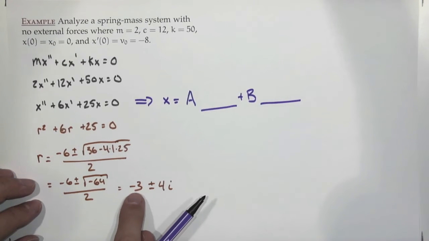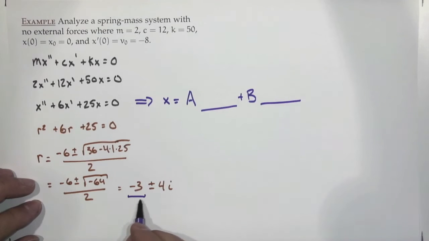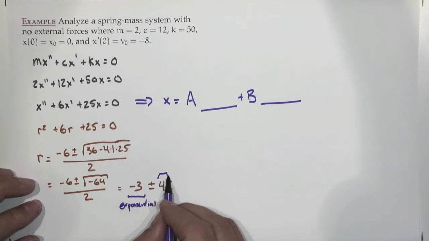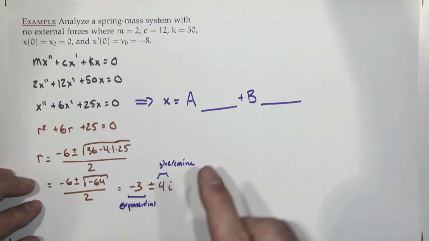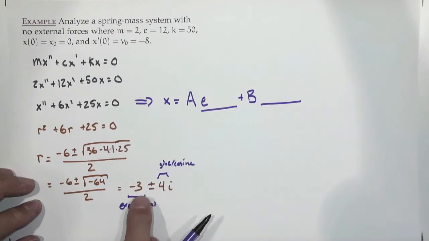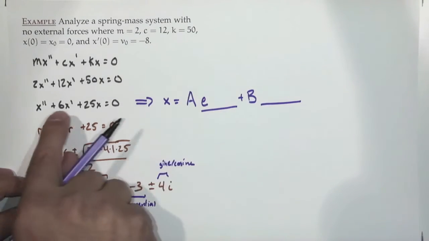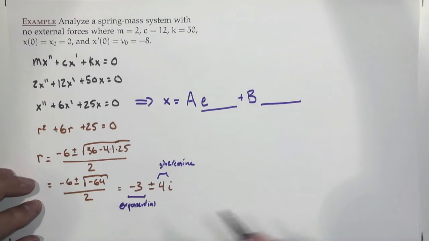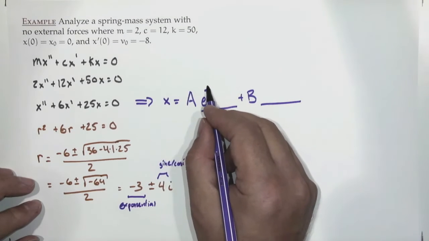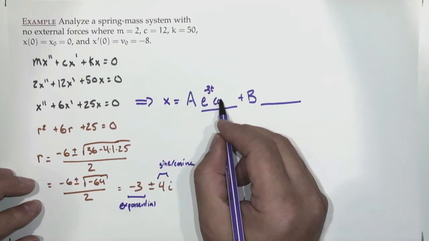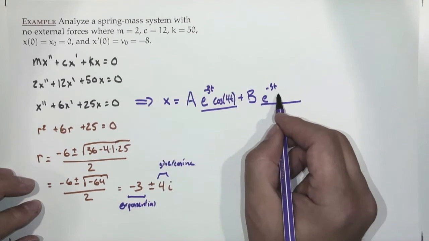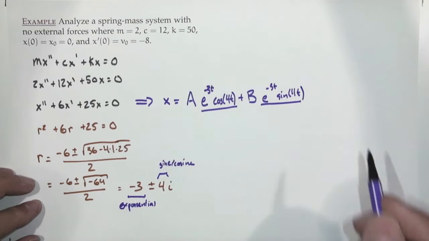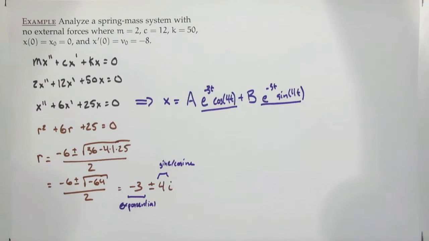Yeah, so negative 3 is the real part. This goes into the exponential part. And then the complex part goes into the sine/cosine part. So it would be e to the, now we have to be careful here. We shouldn't use x because x represents where the spring is, so we'll use t. So e to the minus 3t cosine 4t, e to the minus 3t sine of 4t. It doesn't matter which one comes first. All right, so there's our generic solution.